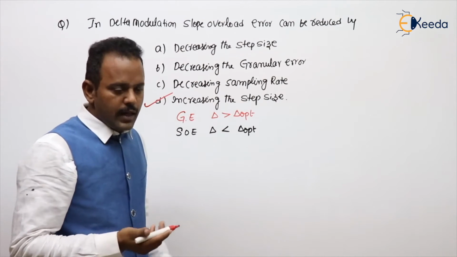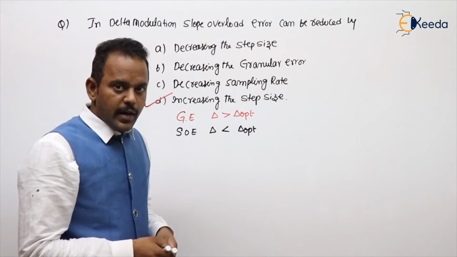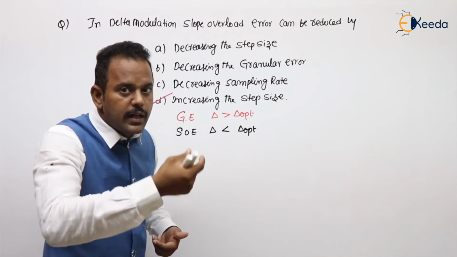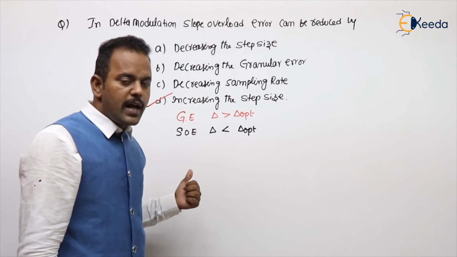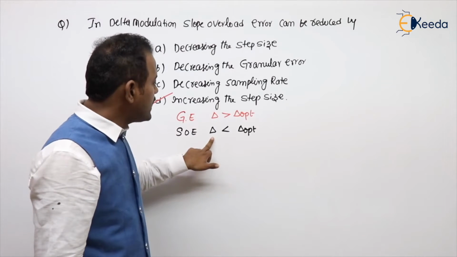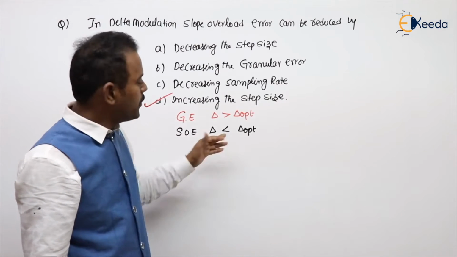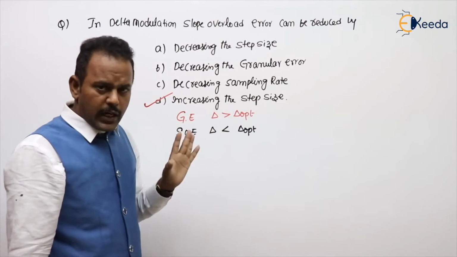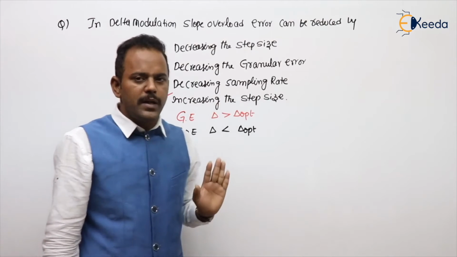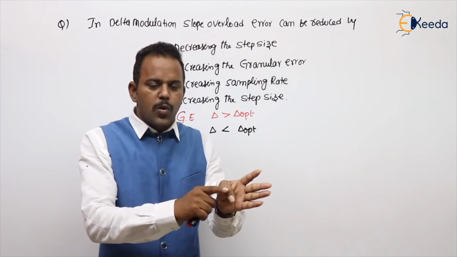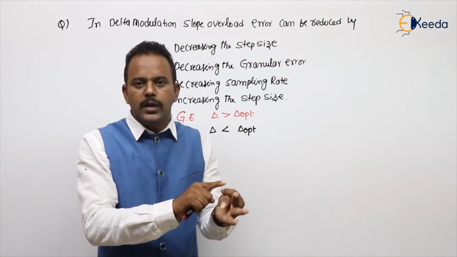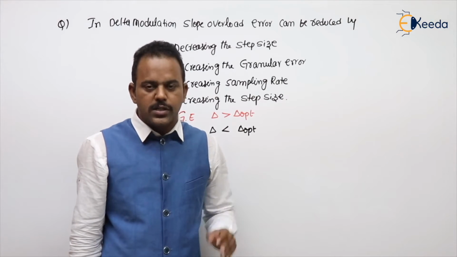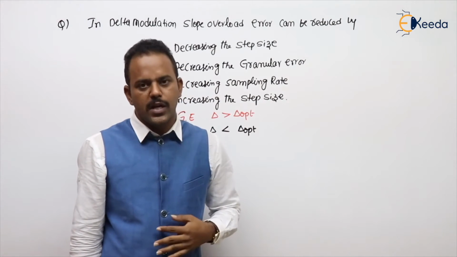See the video on the errors. Granular error comes because of choosing a larger value, so if you want to decrease the granular error, decrease the step size. Slope overload error comes because of choosing delta less than the optimum, so we need to increase the step size. A regular question will come from delta modulation on the slope overload error and granular error. There are 6 conditions I gave. Try to remember those 6 conditions: 3 for the general message, 3 for the sinusoidal message.